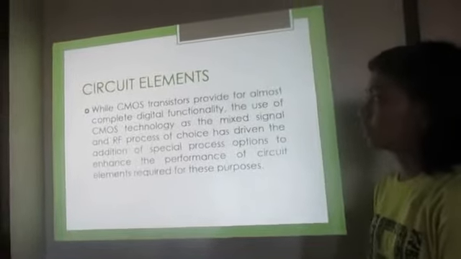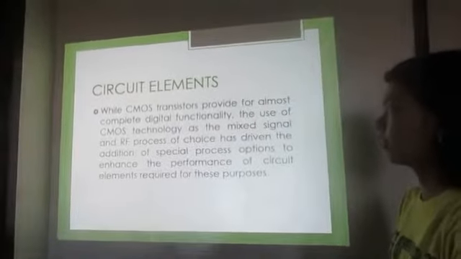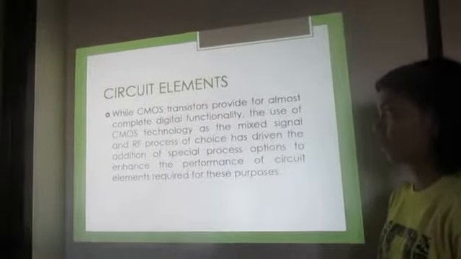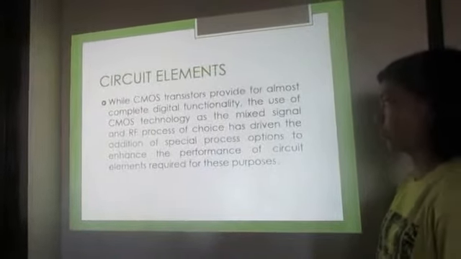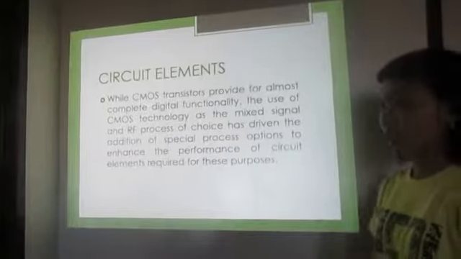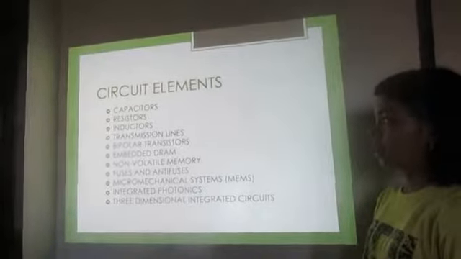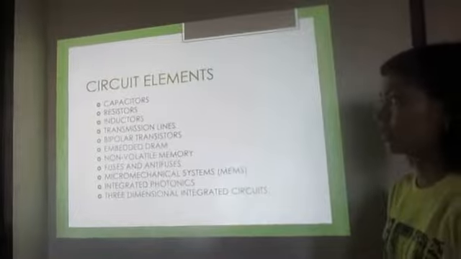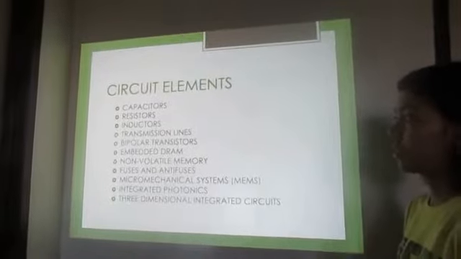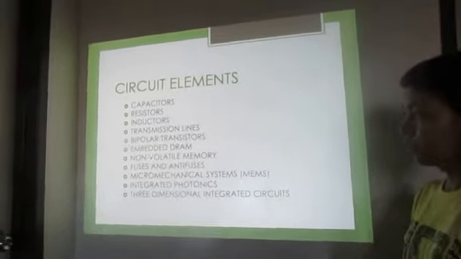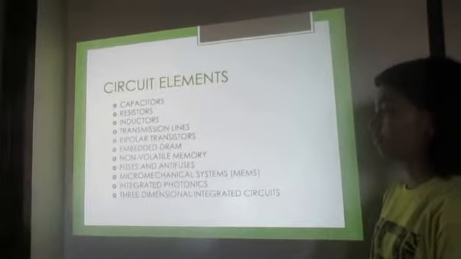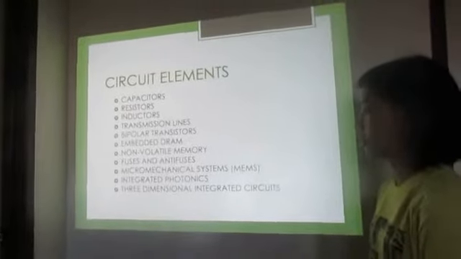The circuit elements. Since the CMOS transistors provide for almost complete digital functionality, the use of CMOS technology as the mixed signal and RF process of choice has driven the addition of special process options to enhance the performance of circuit elements required for these purposes. Next. So, under circuit elements are the capacitors, resistors, inductors, transmission lines, bipolar transistors, embedded DRAM, non-volatile memory, fuses and anti-fuses, micromechanical systems, MEMS, integrated photonics, and three-dimensional integrated circuits.